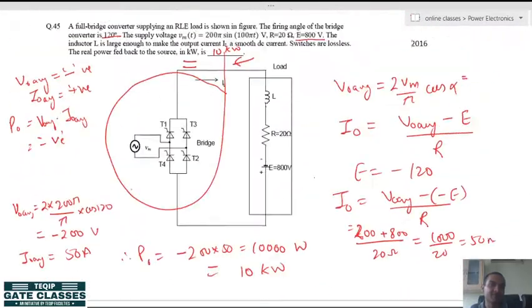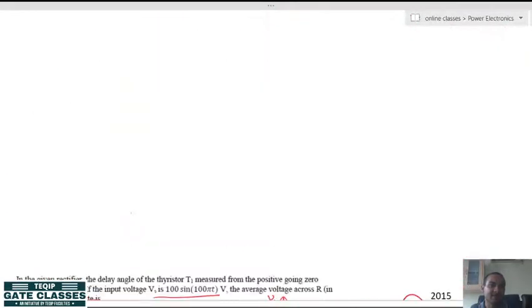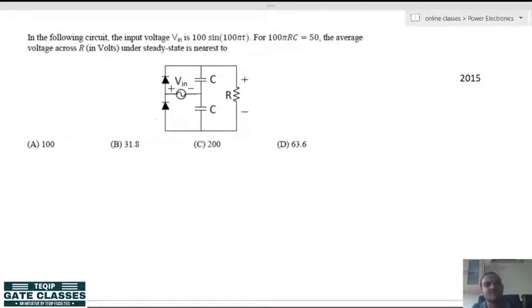That was the first time some different question was asked from the AC/DC rectifiers in GATE. Here you see some rectifier with an input voltage, diodes, and capacitors with resistance. The time constant of the capacitor is given: 100 pi RC equals 50. It means the RC time constant is 50 upon 100 pi, or you can say 1 upon 2 pi. So, the capacitor will take this much time to get fully charged or discharged.